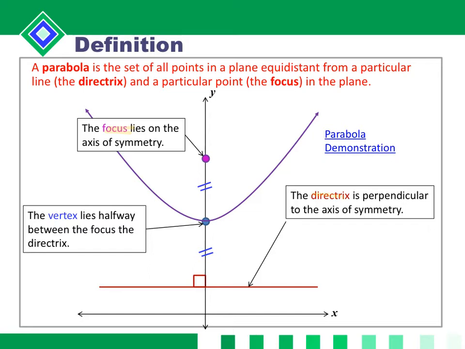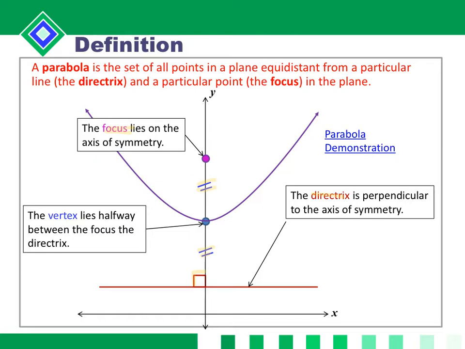We also have the directrix, which is perpendicular to the axis of symmetry, makes 90 degrees. And then we have the vertex, which is halfway between the focus and the parabola. Note what we say in the definition: it is a set of all points equidistant from a particular point called the focus. For example, you can see this is equidistant from the focus and the directrix.